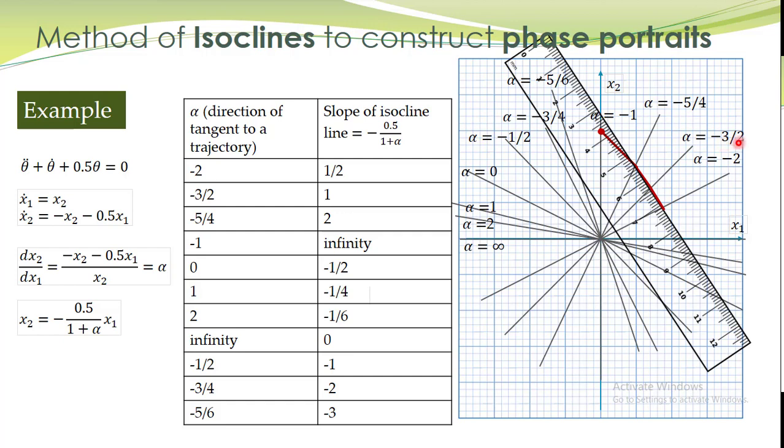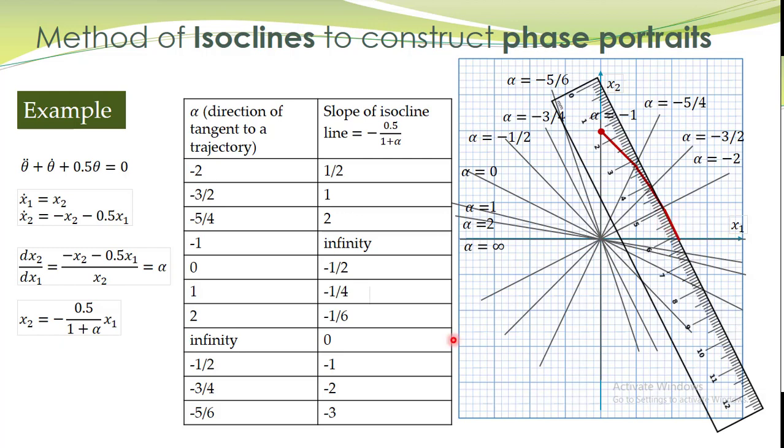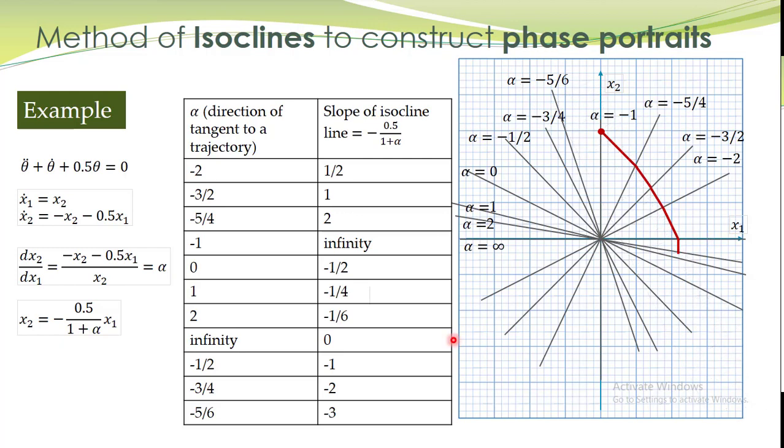Minus 3 by 2. So you can verify that this scale now has slope equal to minus 3 by 2, right? And now from here to this isocline, slope with minus 2. Is it clear? And proceed it further, slope from here, from this isocline to this isocline, what is slope of trajectories? Infinity. And from here to here, what is slope?